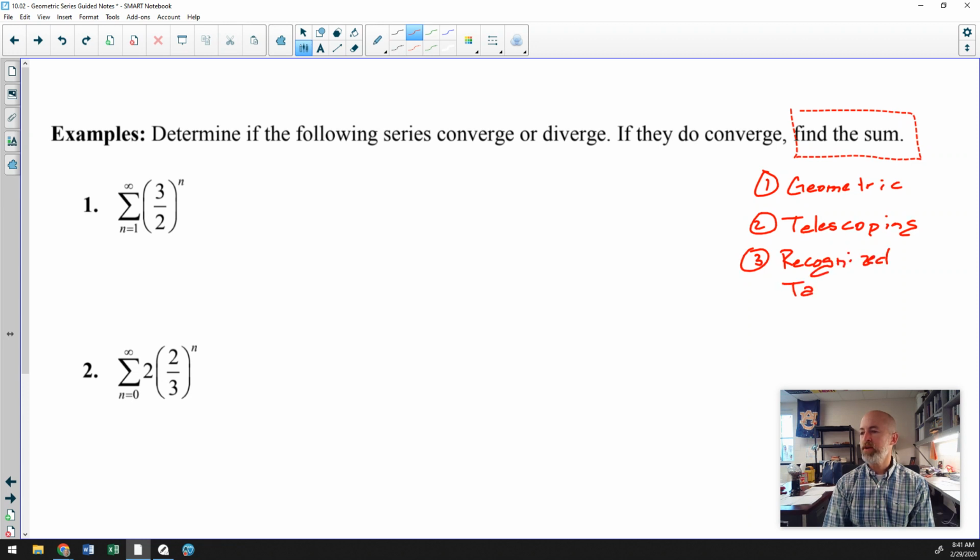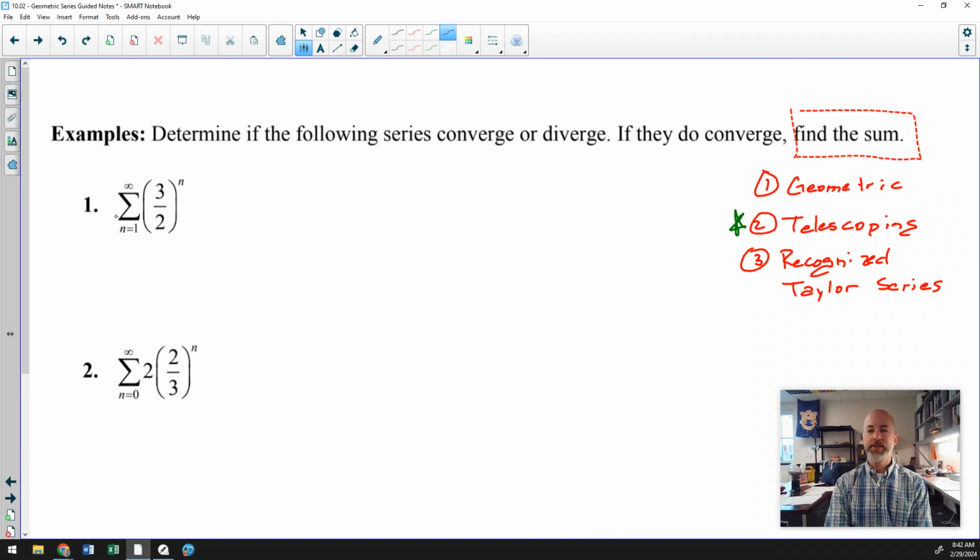So if you are ever asked to find the sum of a series, it is a huge hint into the type of series you are looking at. It's got to be one of those three. And even among those three, you don't really need to know telescoping. That is not officially in the BC curriculum. I like to teach it because I think they're interesting. So on the AP exam, if they ask you to find the sum of a series, it will be either geometric or it will be a recognized Taylor series. And that really narrows down the thought process, because we're going to learn about a lot of series, but only those two or three are the ones that we can actually sum.